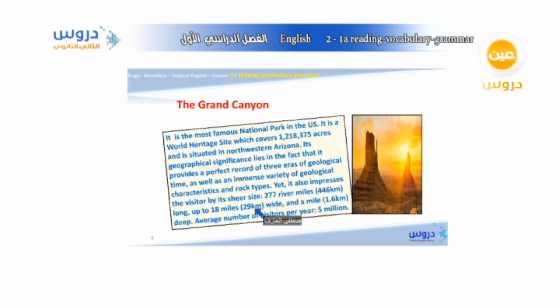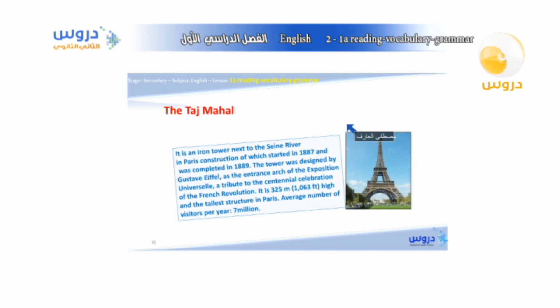Yet it also impresses the visitor by its sheer size: 277 river miles, which equals 446 kilometers long, up to 18 miles, which equals 29 kilometers wide, and a mile, which equals 1.6 kilometers deep. Average number of visitors per year is 5 million. So around 5 million visitors visit the Grand Canyon, a national park in the US, and it's a World Heritage Site, and it's very huge and very big. So if you visit the United States, make sure to go to the Grand Canyon.